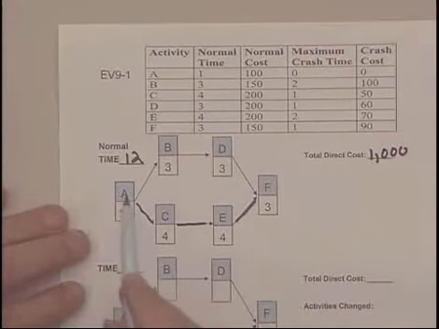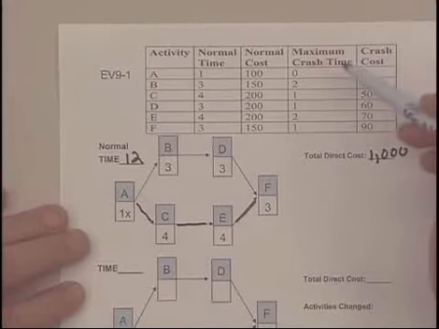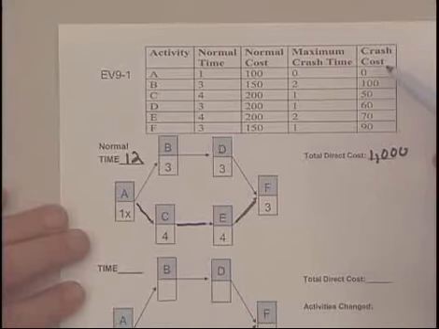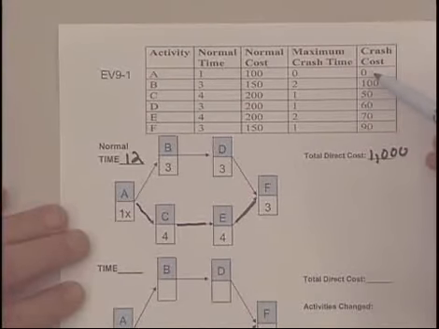So now we're interested in seeing how much it would cost to reduce this network from 12 to 11. So here we want to look at the cost associated with crashing activities. And we have to look at these two columns. The first column, maximum crash time, tells us how many days that we can take off for a given activity. In the second column, the crash cost, or the slope, is how much it costs us to crash that activity each day. So for activity A, we can't take any time off the normal time of 1, which makes sense, and doesn't cost anything.